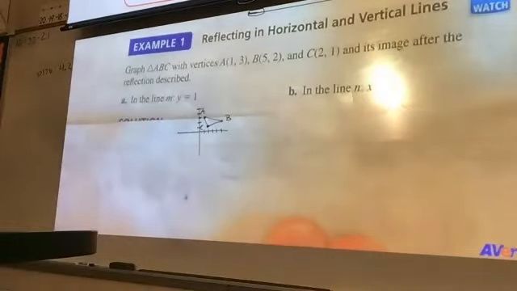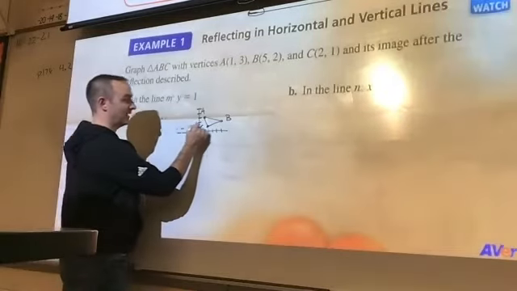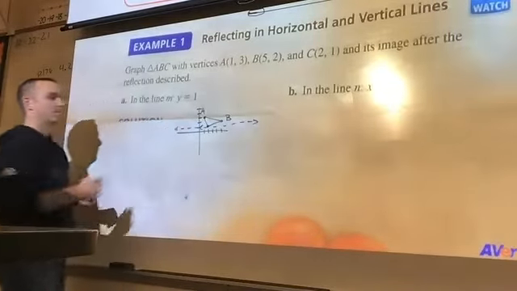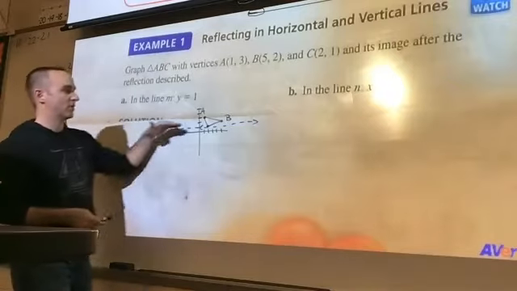Now it's telling us to reflect over the line y is equal to 1. Where is that line? It is not the y-axis. It's the line where y is going to equal 1, and that's going to be that horizontal line right there. So that's the line that we are reflecting over, the line where y is equal to 1.